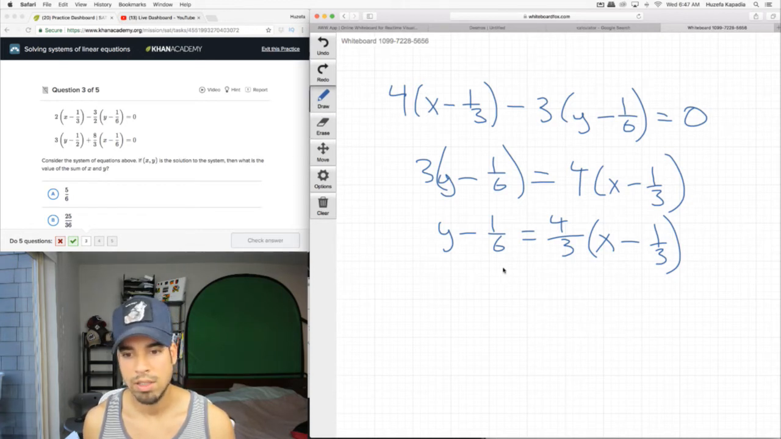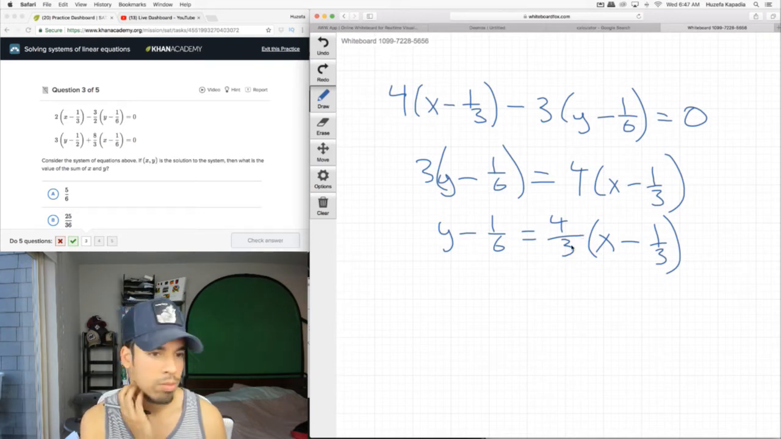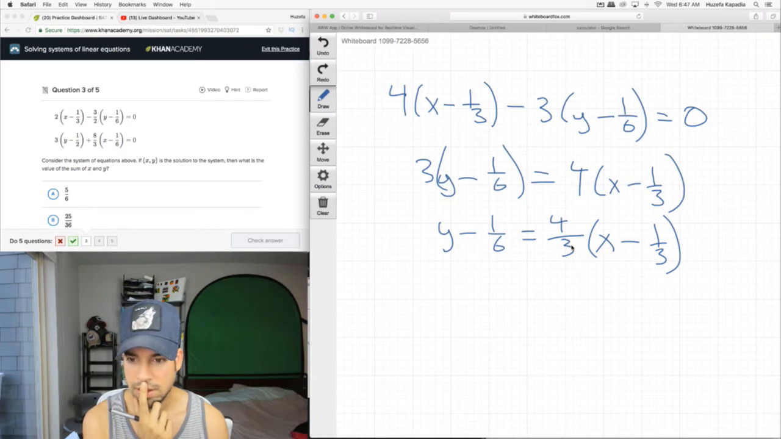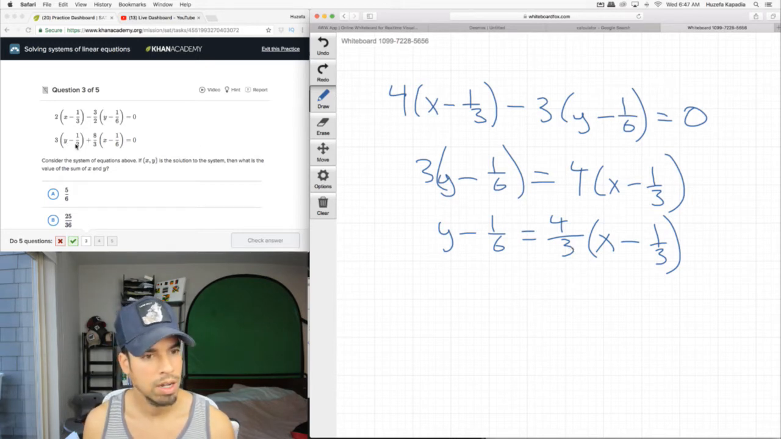And now we've got this in point slope, with a slope of 4/3. Not sure that helps. Let me see if that does help. I think that we still need to find an intersection point. Okay, so I'm going to do the same thing with this one.